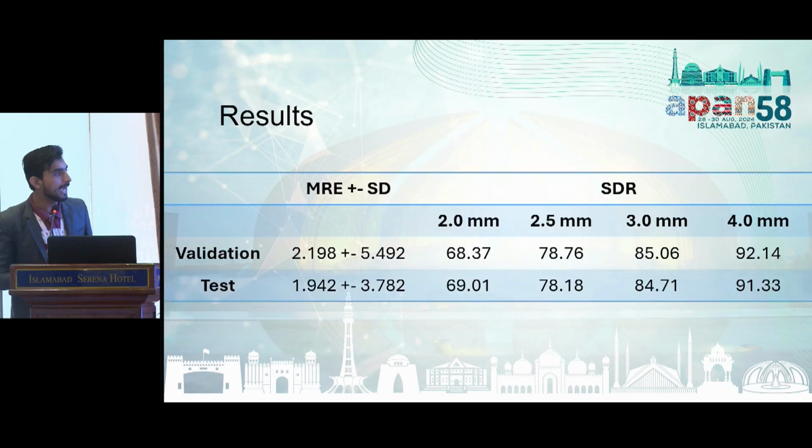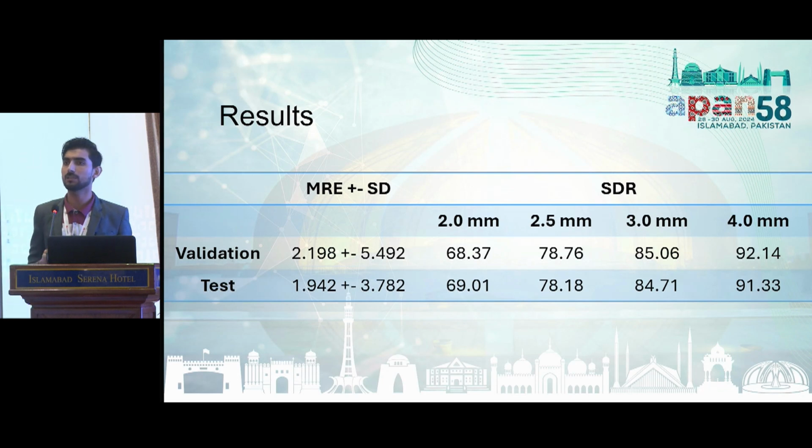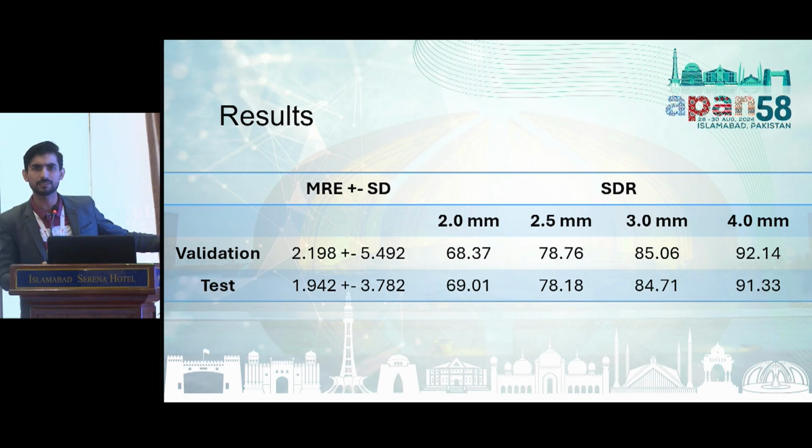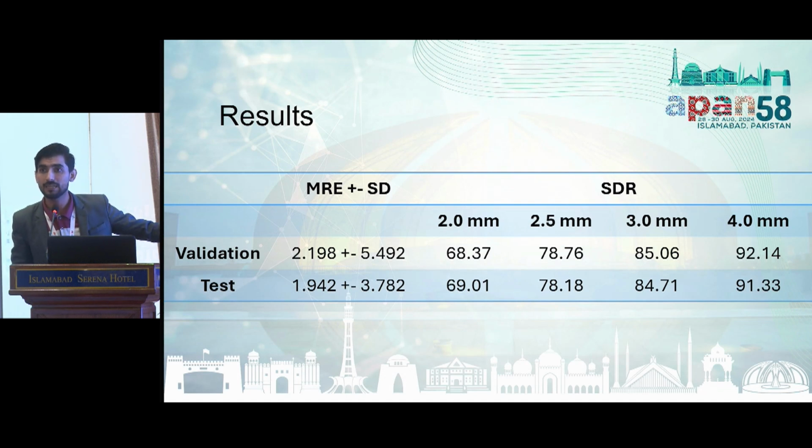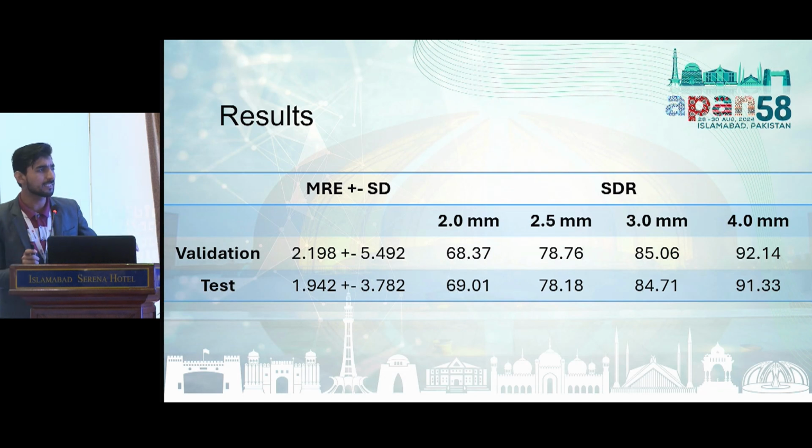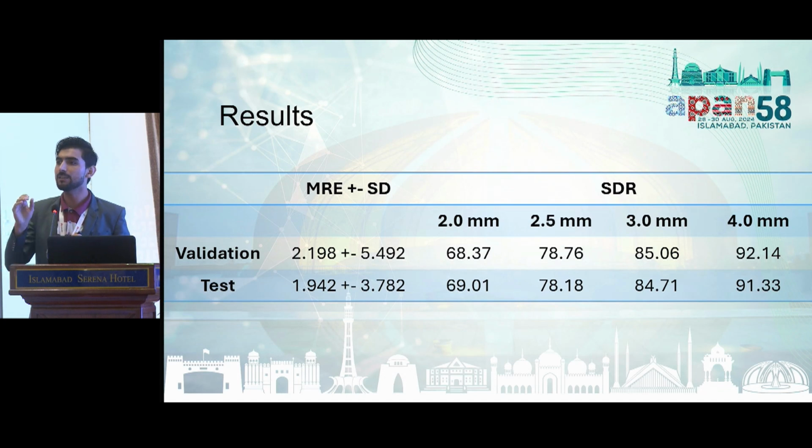Based on that, we applied various segmentation models that I will discuss later on, and these are the results that our model acquired on the RDS data set. On the validation, we acquired 2.198 millimeters of landmark detection error, and on test we have 1.942 millimeters of mean radial error, with a success detection rate of 91.38%. That means 91.38% of the landmarks are detected within 4 millimeters, which is quite good.